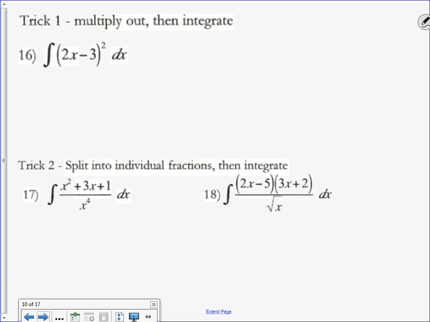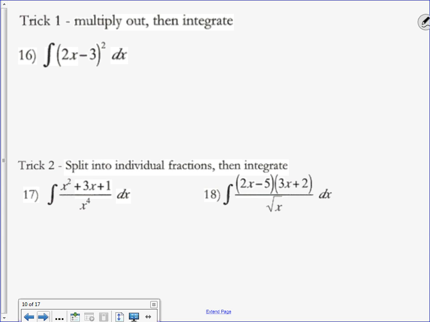Look at number 16. We're asked to integrate the quantity 2x minus 3 squared. Whenever it comes to integrating sums or differences, easy, just integrate each one separately. The products and quotients, you always have to do the work first. So before you can integrate, guess what you have to do? Square it out, right? You're going to have to do the multiplication first.